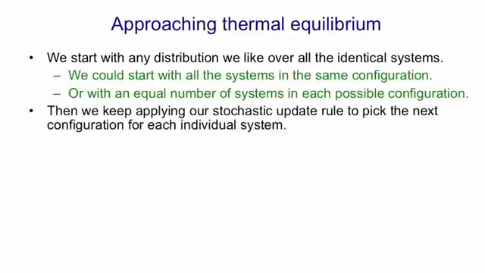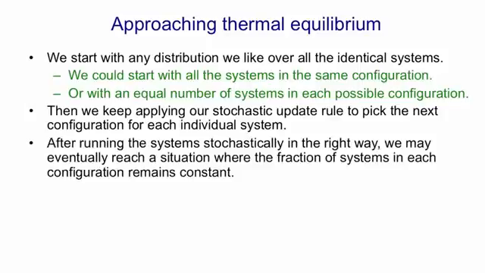And then we're going to keep applying our stochastic update rule, which in the case of a stochastic Hopfield net would mean you pick a unit and you look at its energy gap and you make a random decision based on that energy gap about whether to turn it on or turn it off. Then you go and pick another unit and so on. We keep applying that stochastic rule, and after we've run the system stochastically in this way, we may eventually reach a situation where the fraction of the systems in each configuration remains constant.